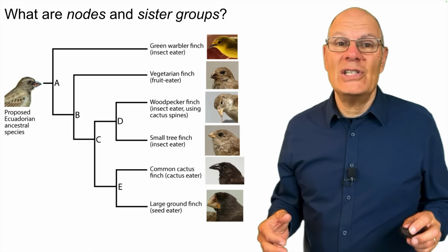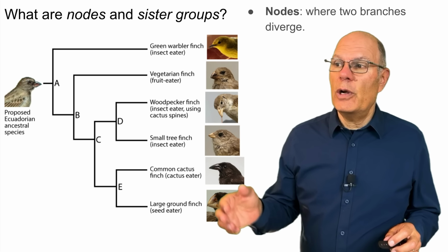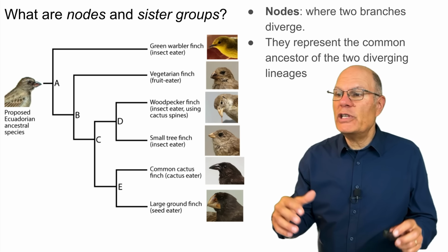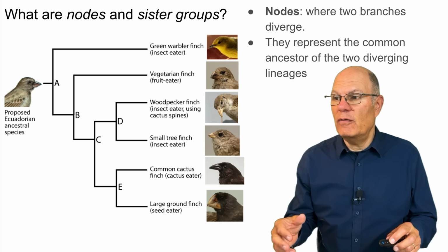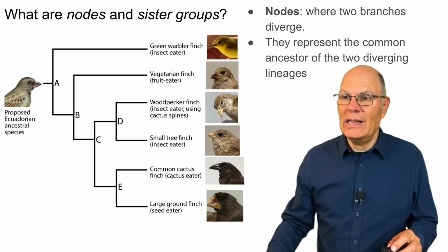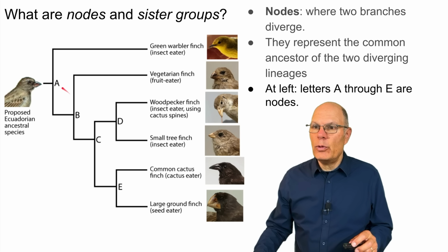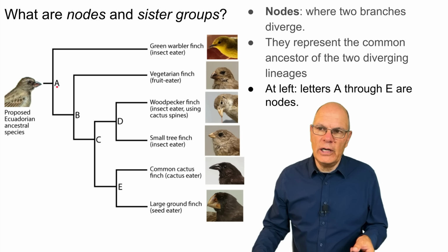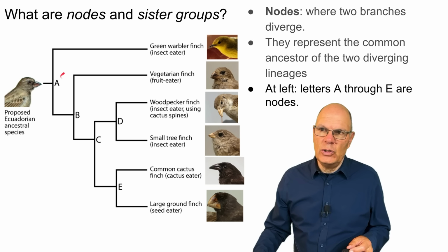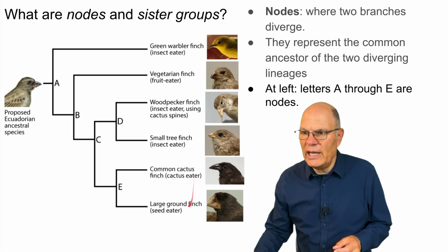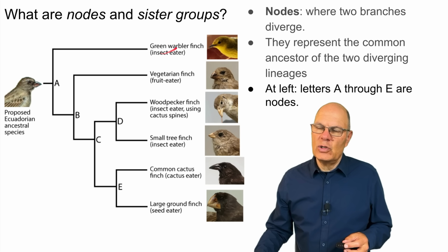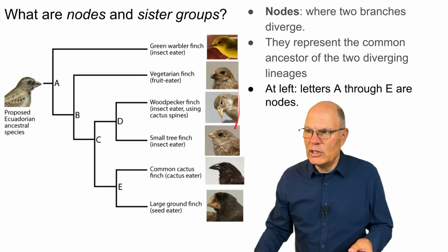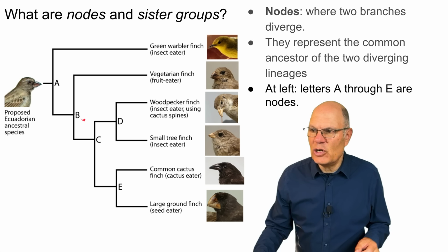What are nodes and sister groups? A node is where two branches in a phylogenetic tree diverge. Nodes represent the common ancestor of the two diverging lineages. So at left, letters A through E, those are all nodes. Nodes, common ancestor. So over here, there was a common ancestor that led to the divergence between this clade over here and this species over here, the green warbler finch, which is not part of the clade that includes all of these organisms that have a common ancestor at B.